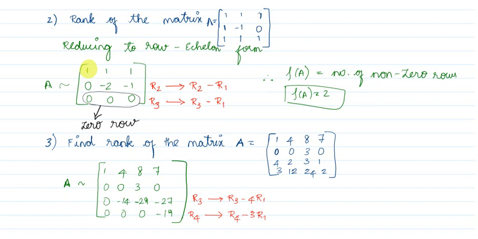Again, similarly, apply R3 minus R1. R3 is transformed to R3 minus R1. 1 minus 1 is 0, 1 minus 1 is 0, 1 minus 1 is 0. Now you should always ensure that the number of zeros in R3 is greater than the number of zeros in R2. So here naturally it has become an all-zero row. How many non-zero rows do we have now in our matrix? It is 2. So the rank is nothing but the number of non-zero rows, which is equal to 2.